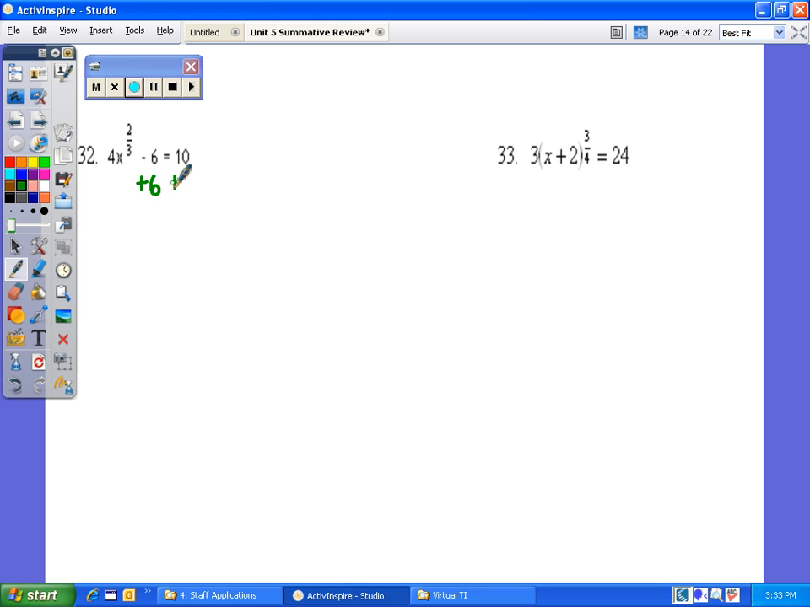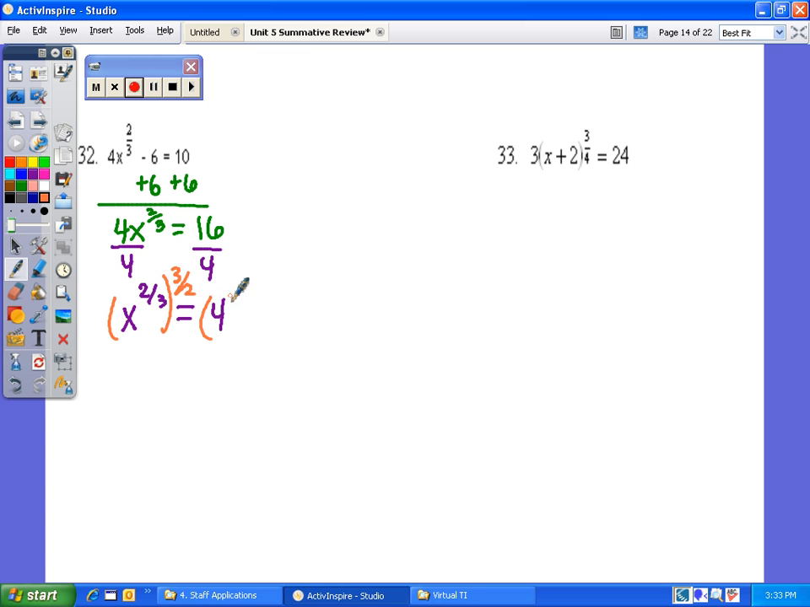So here we're going to do plus 6 first. And then you still want to have x by itself, so you divide by 4. Now remember, I told you the only way to get rid of a fractional exponent is to raise it to its reciprocal. So we're left with x equals 4 to the 3/2.